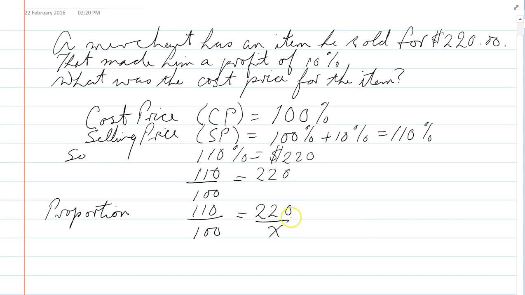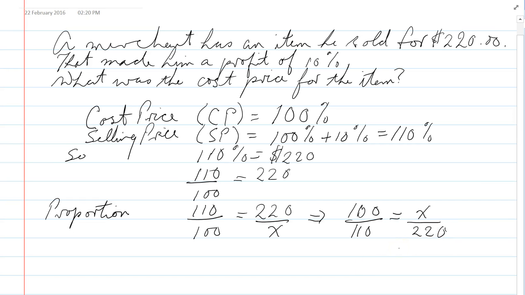Solving for x, we can either isolate x by multiplying both sides by x and then multiplying both sides by 100 over 110. But let's just invert. So inverting, 100 over 110 would be equal to x over 220. Notice that in inverting, we haven't lost anything since we have inverted both sides. Whatever we do to one side of an equation, we must do to the other side.